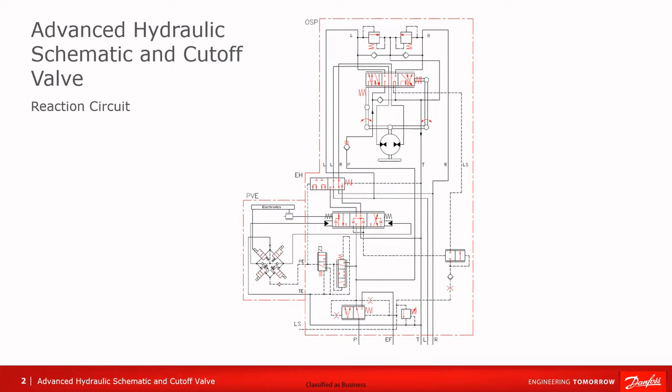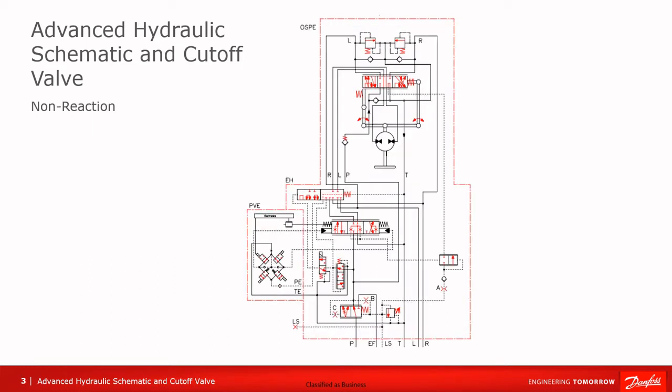When the steering unit is in neutral position and the control valve for mode select is deactivated, then the mode select EH cutoff valve makes connection through the reaction circuit, L and R. This allows oil to pass from L to R or R to L, and therefore it acts as a reaction unit.